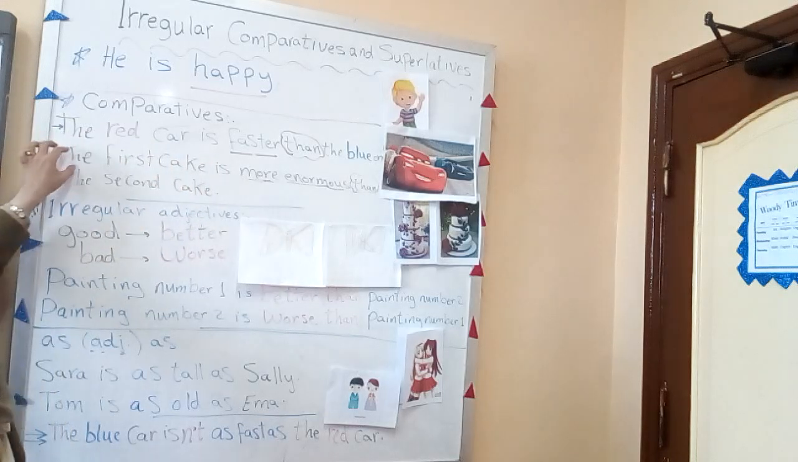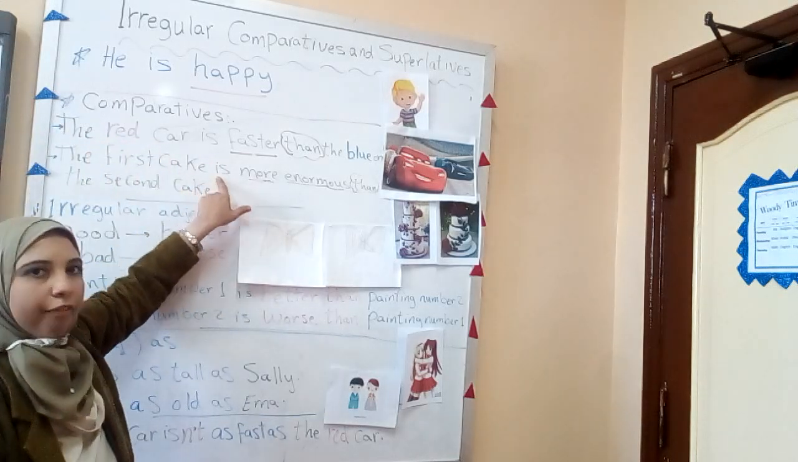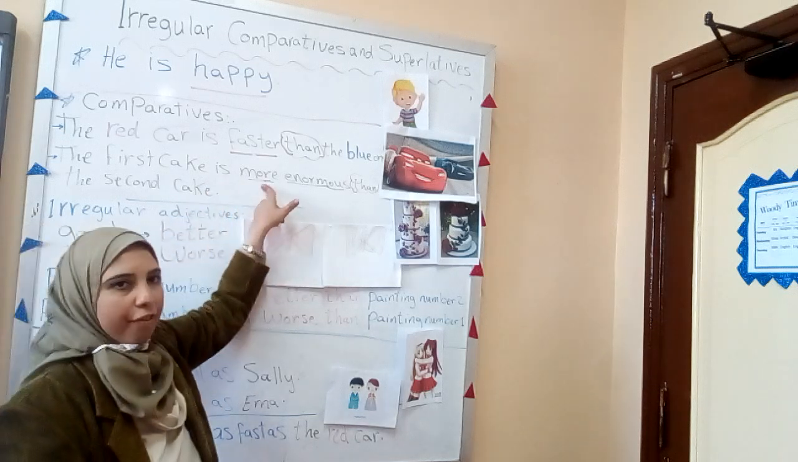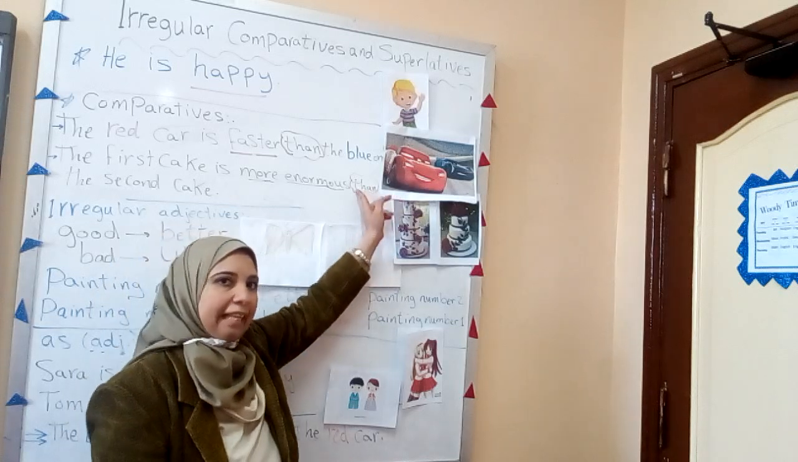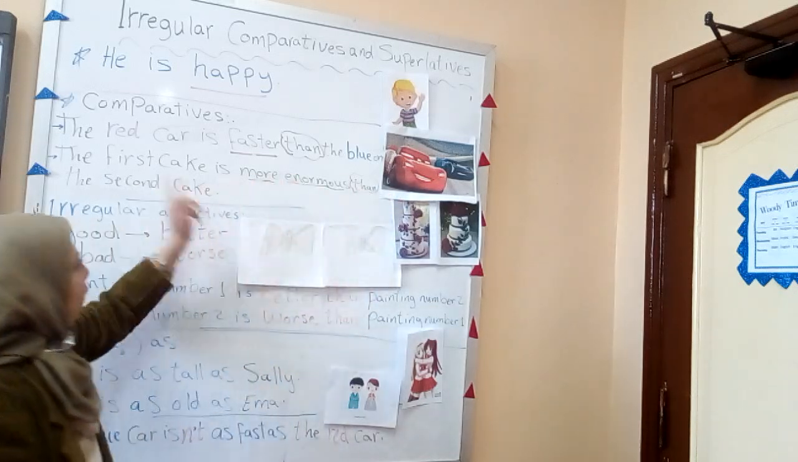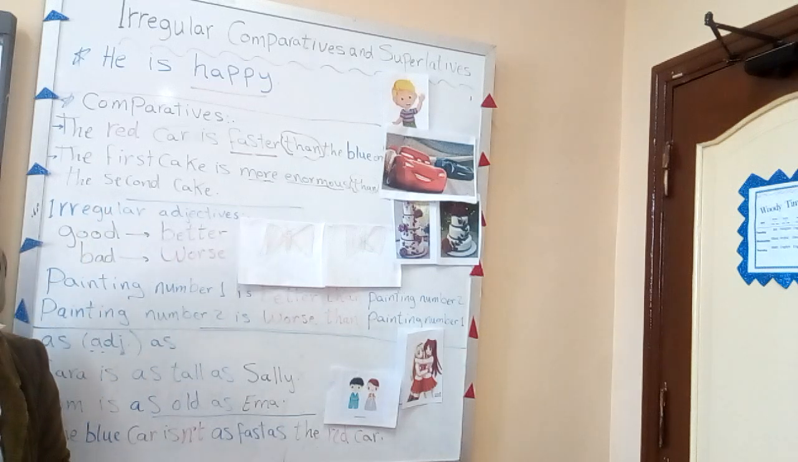Here we start with the first cake. This is the first thing. Then verb to be. After that, more, then the adjective, and remember to add than after the comparative and before the second noun that we are comparing with.